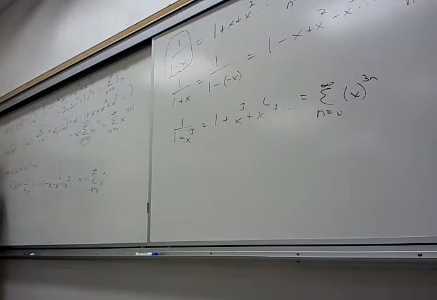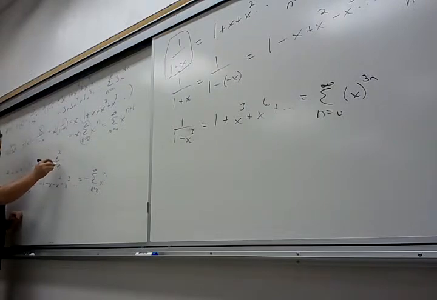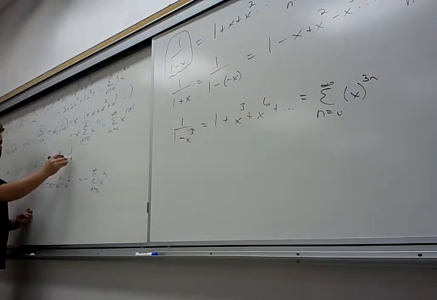Of course, the huge hint that I gave you: take the antiderivative. Take the integral. I like antiderivative even better, right? So this would become x, negative x squared over 2, negative x cubed over 3.